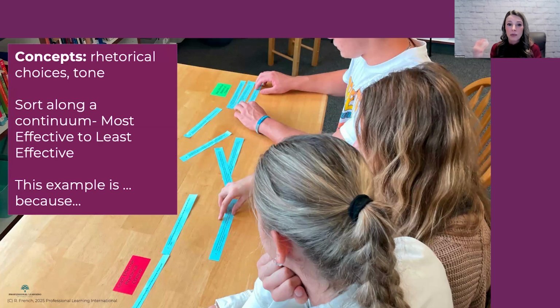This example is blank because blank. So they had to talk and justify their placement. So I wasn't waiting until the end of the exercise to have them generalize. I was having them start to practice articulating and sharing their thinking.